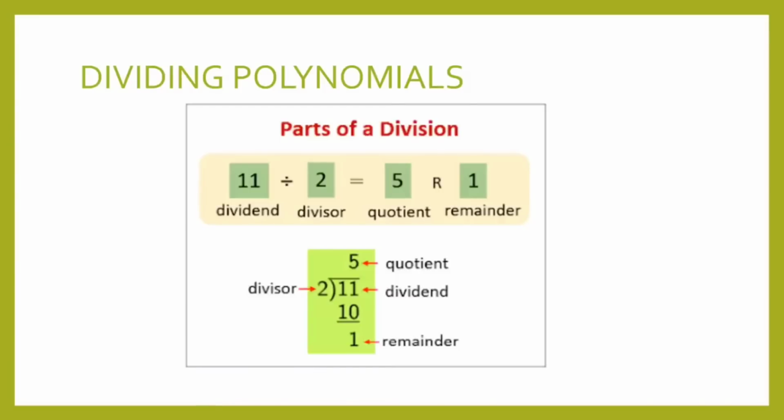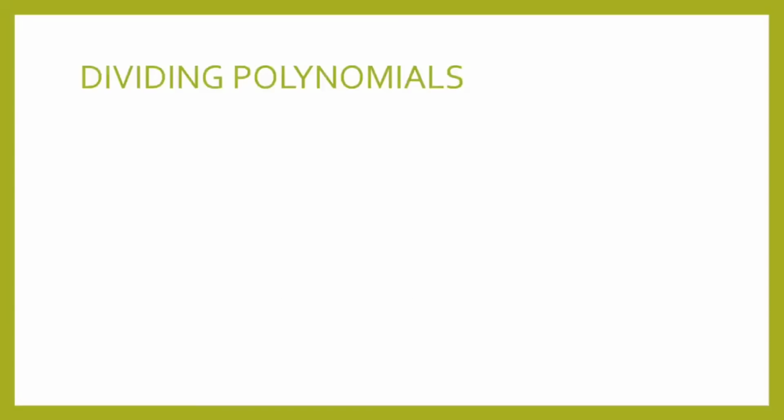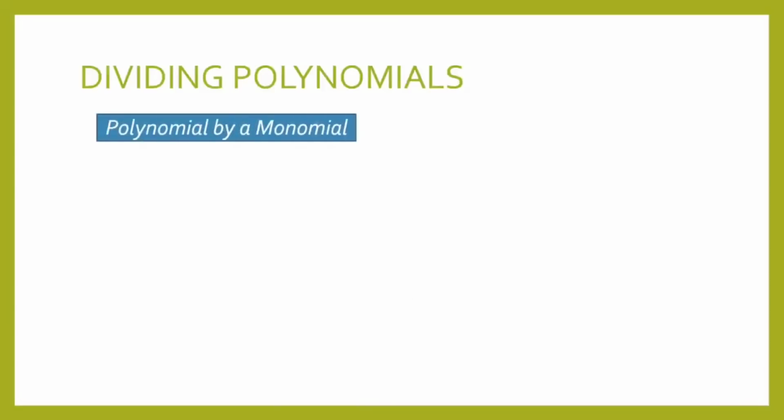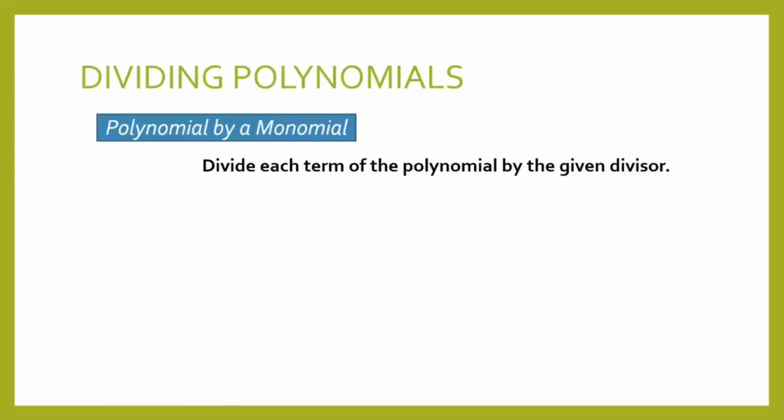This time we move on to dividing polynomials. So here are the parts of a division. We have the dividend, the divisor, and the answer is called a quotient. If there is a remainder, then we name it as remainder. And for the long method, the dividend is inside the division symbol, and we have the divisor, the quotient, and the remainder.